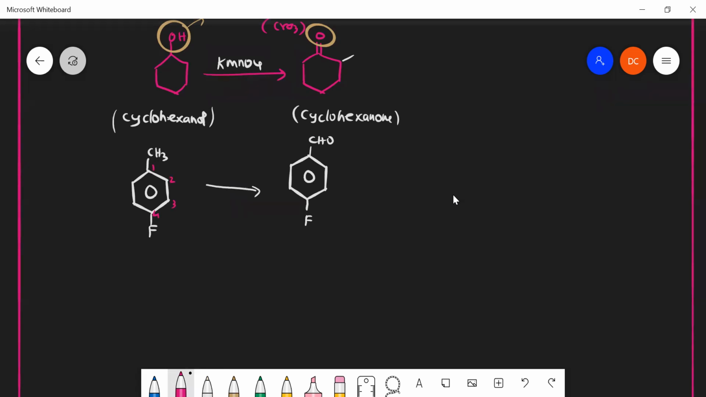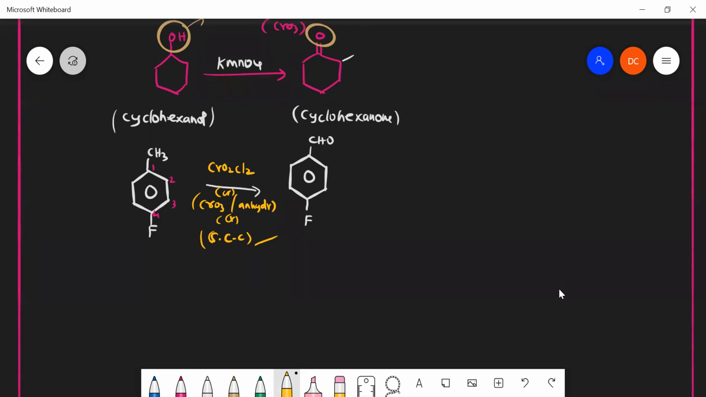How will you make this? Sir, Etard reaction. Very nice. What kind of reagent can I use? CrO2Cl2, sir. Chromyl chloride I can use, or otherwise we can use CrO3 anhydride, or otherwise we can use side chain chlorination. Okay, all these things we can use to convert this.